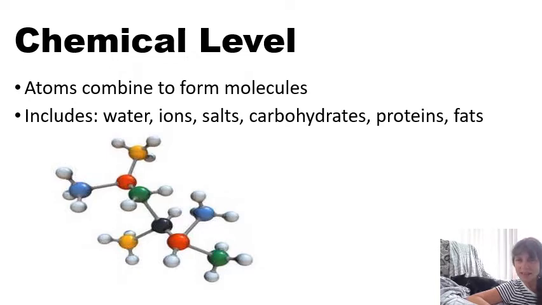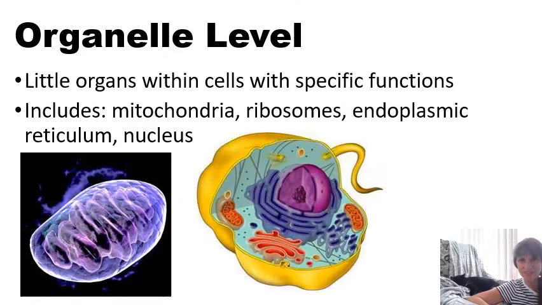Looking more closely at the chemical level, we see atoms combining to form molecules. There's lots of different kinds of molecules in the human body, including water, ions, different salts, carbohydrates, proteins, fats, just to name a few. When molecules join together, they can produce structures that we call organelles.